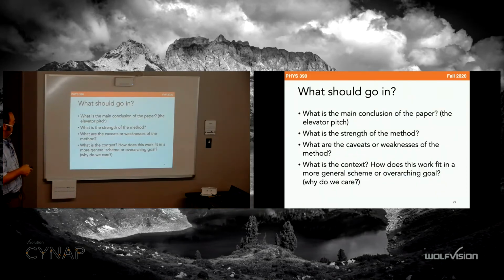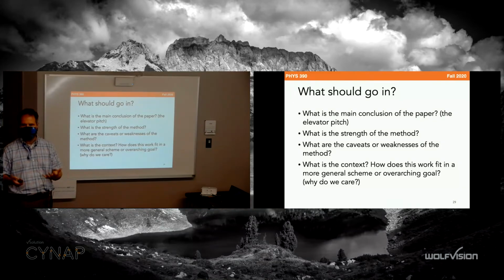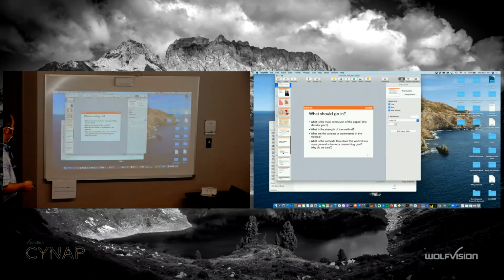So we need the main conclusion of the paper. We need the main thing to take away. And what's the strength, what are the caveats, and context. So these are the things that I really am looking for. If I'm missing these things, then I'm like, all right, these are the things I've told you to put in there.